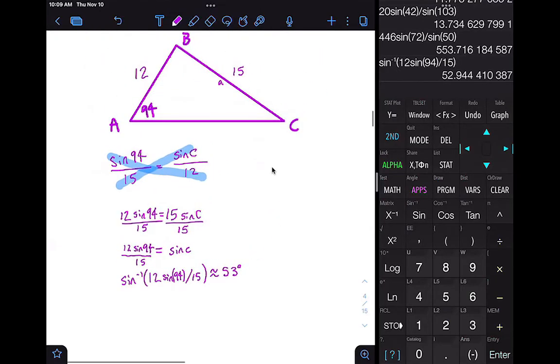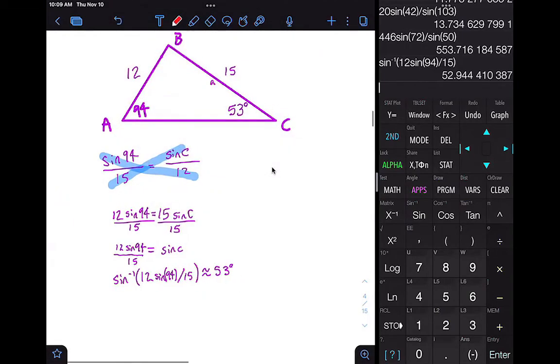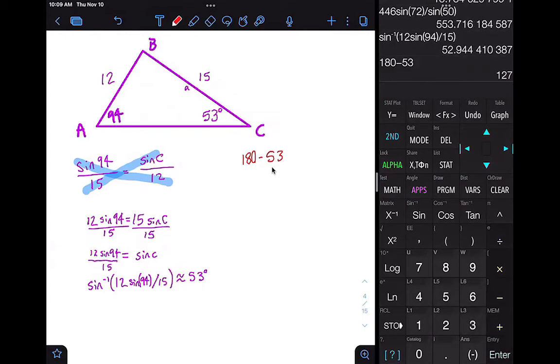That's kind of how you go and find that side right there, 53 degrees. Okay. Now, after you find angle C, here's how you go and tell if there are multiple triangles or not. What I'm going to do off to the side is 180 minus 53, and that comes out to 127.